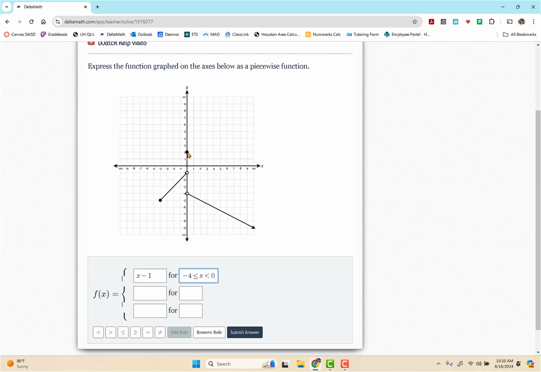I go to the point. That point is 0, 2. So I'm going to write at x equals 0, so that's the x value. What is the output? Just the number 2. If it's a dot, you're just going to have just a number. Does that make sense? And then I go to the third one, and let's see.